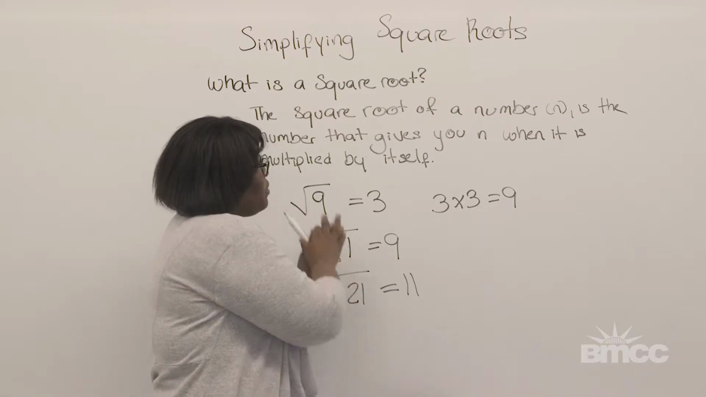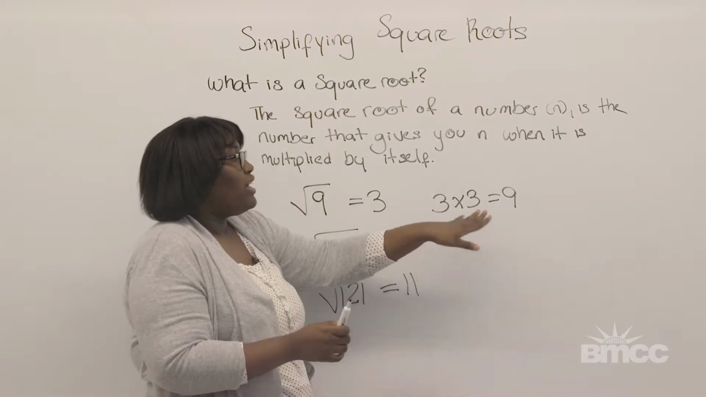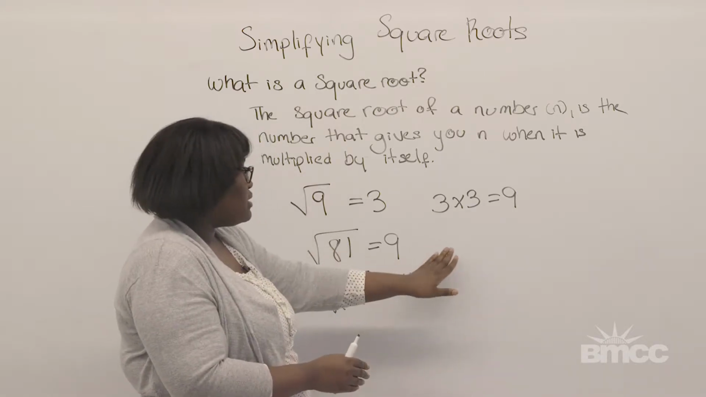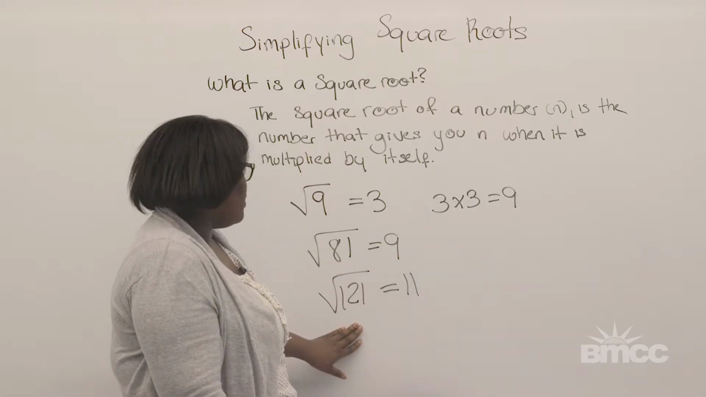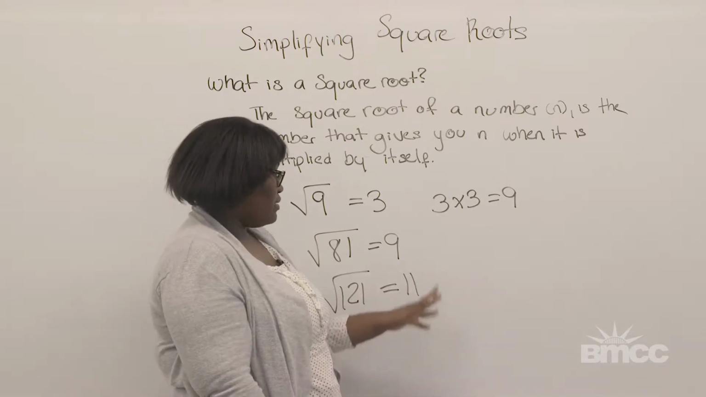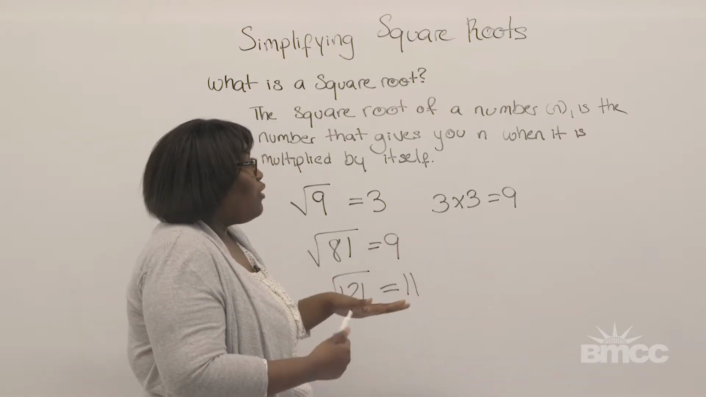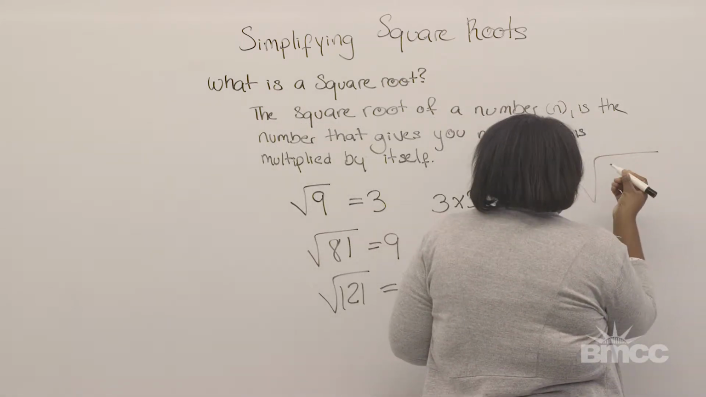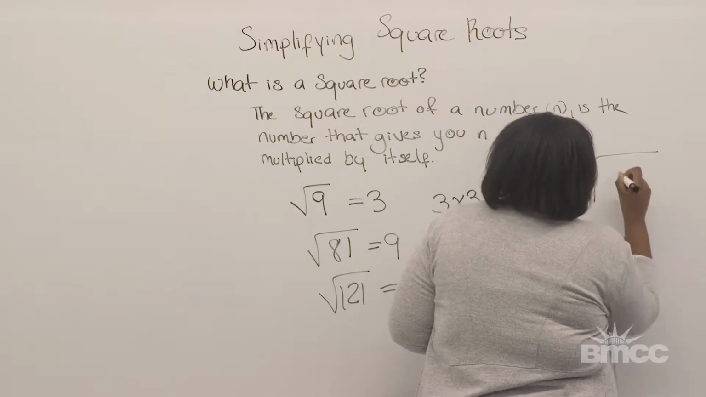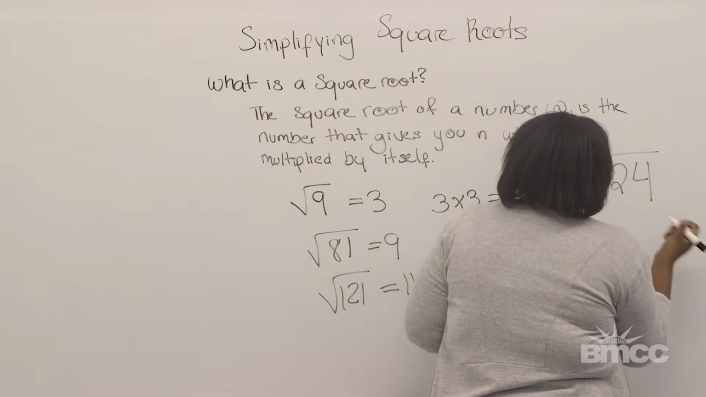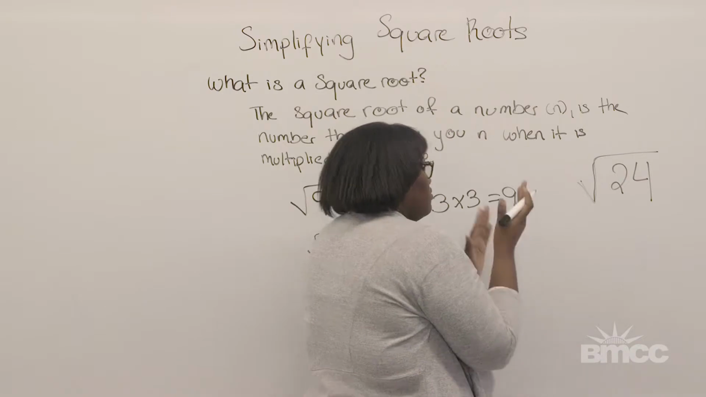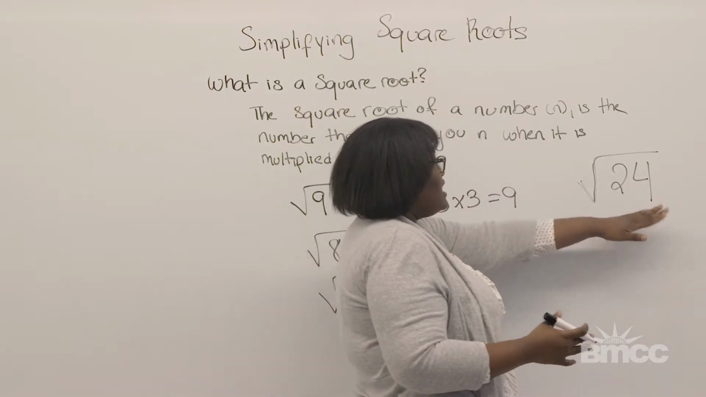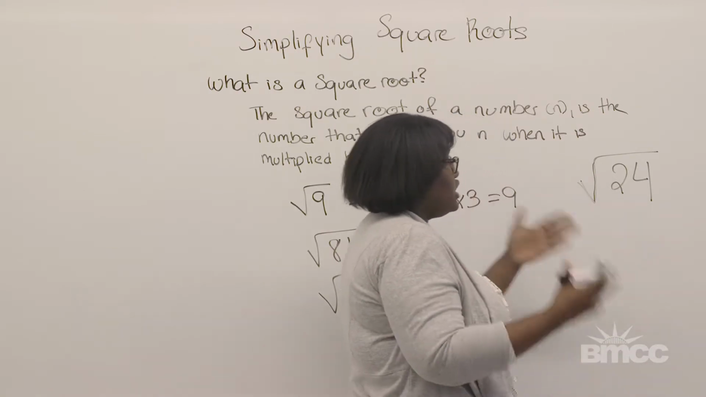So 9 is the product of 3 being multiplied by 3. 81 is the product of 9 being multiplied by 9. And 121 is the product of 11 being multiplied by 11. Now, you can take the square root of any number, and some of these numbers are not perfect squares. So if we had, for instance, the square root of 24. Now 24 is not a perfect square, but we can simplify this radical to its lowest term.